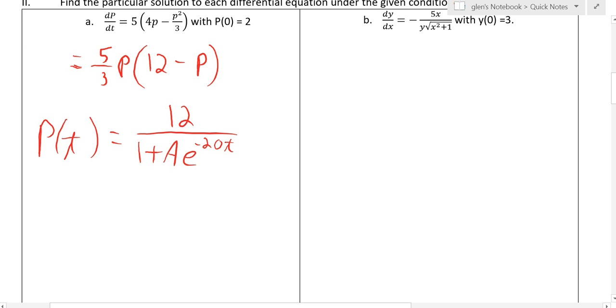And then all I got to do is find a. And you always do that with a point, and if I'm nice, I'll give you the y-intercept. So when I plug in 0, I got to get back 2, which means I have to divide 12 by 6, which means a is going to have to be 5. Can we handle that? Excellent.